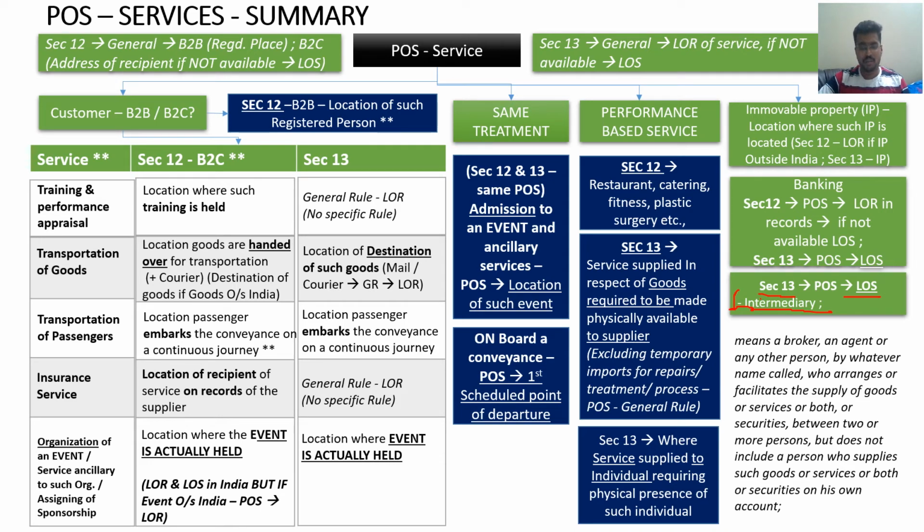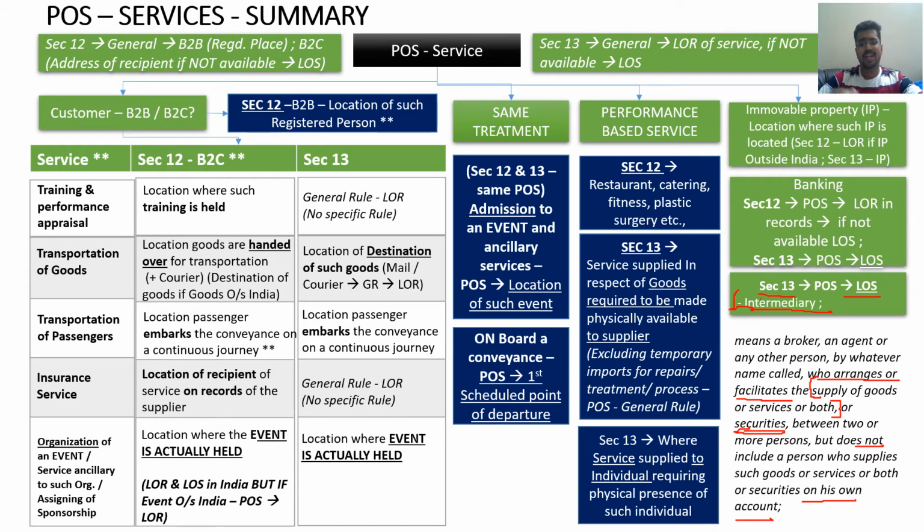So who is an intermediary, my friends? The law defines intermediary. Intermediary means a broker, an agent, or any other person by whatever name called, who arranges or facilitates the supply of goods or service or both, or even securities, between two or more persons, but does not include a person who supplies such goods or service or both, or securities on his own account, he is considered to be an intermediary.